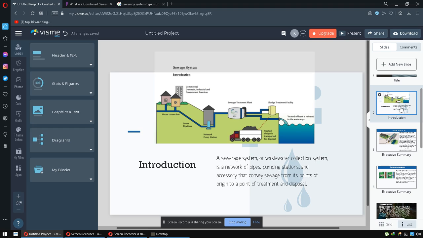Introduction. A sewerage system or wastewater collection system is a network of pipes, pumping stations, and accessories that convey sewage from its points of origin to a point of treatment and disposal. So before disposing wastewater to the lakes, it will undergo two treatments because wastewater coming from domestic and industrial plants may contain chemicals that can hurt our environment.